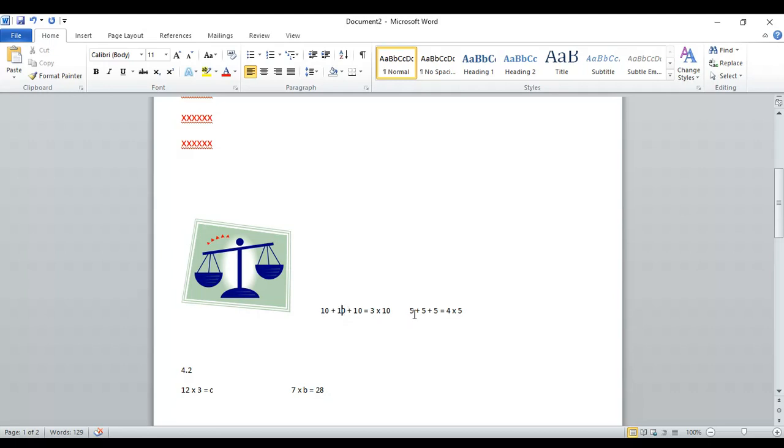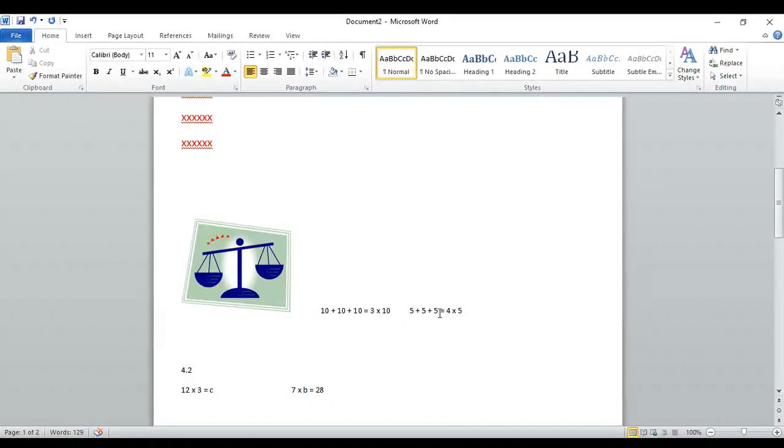For this one, it says 5 plus 5 plus 5 equals 4 times 5. What is 5 plus 5 plus 5? Well, it's 15. What is 4 times 5? Well, it's 20. So this one is not true. So you would write false. But then the directions want you to fix it if it is false. So there's a couple ways you can do that.